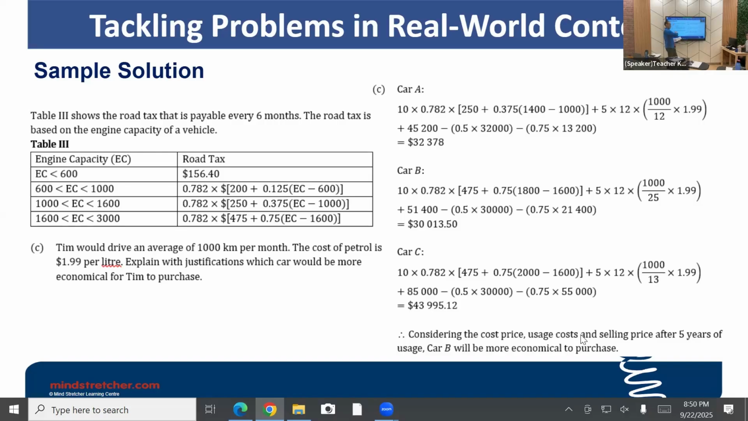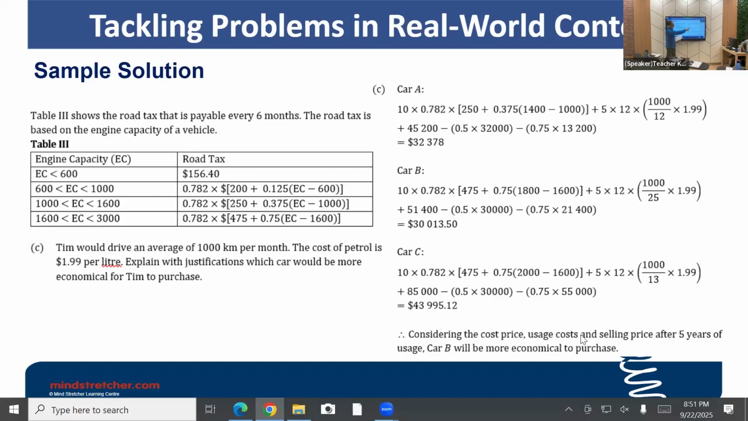Maybe I'll just rewind a bit, to the very start of this car B. So for car B, how you work on this is that first 10 times 0.782, then multiply by this. This is for the road tax, the whole list of numbers that you see all the way until this square bracket. This portion is to calculate the road tax. For the road tax of this car B, we will have to consider the last row here, which is based on 0.782 multiplied by 475 plus 0.75 times the engine capacity, which is 1,800 this time round, because car B's engine capacity is 1,800. Then I subtract 1,006 multiplied by this 0.75.